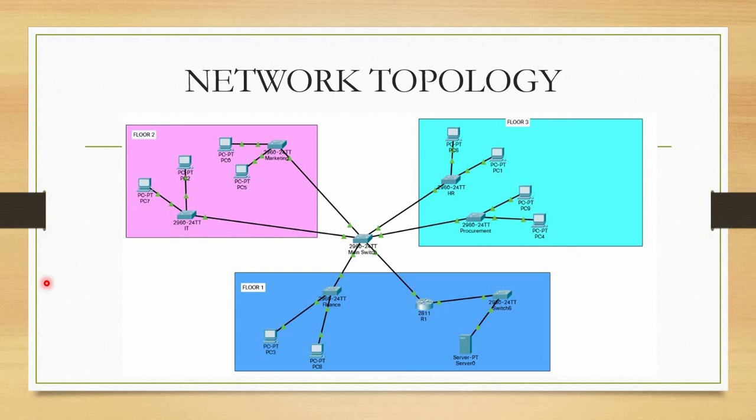Company Network Design. The network design starts with the network topology. The network topology of our system is a building with 3 floors and 5 departments. We divide the departments with 1 department on the first floor, which is finance, 2 departments on the second floor, which are IT and marketing, and 2 departments on the third floor, which are procurement and HR.